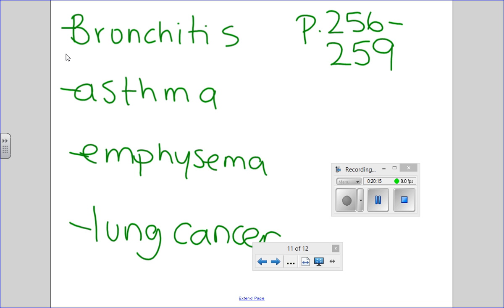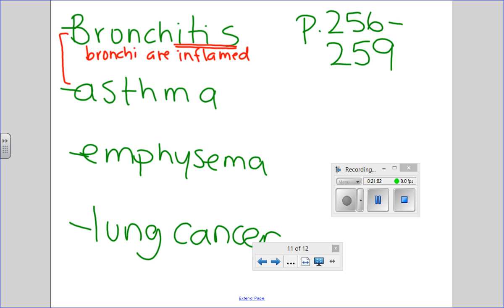So the first condition I asked you to look at was bronchitis. I always put bronchitis and asthma together because they have a very similar result on the person's health, but for a different reason. Now, anytime a word ends with itis, like hepatitis for your liver, meningitis for the meninges which surround your brain, anything that ends with itis means that the tissue is inflamed or infected. So bronchitis is when your bronchi are inflamed or irritated.